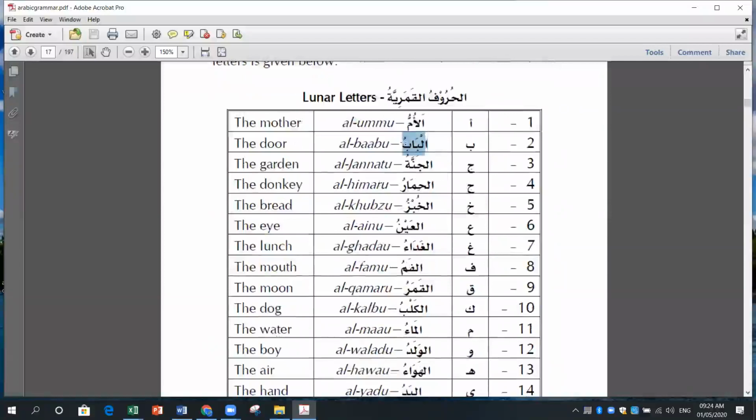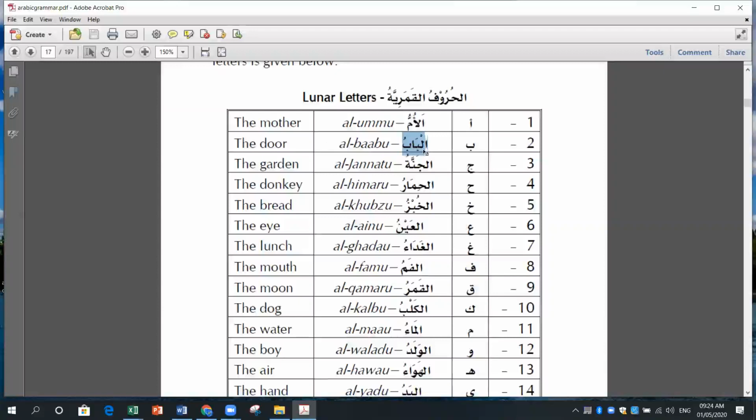If somebody else wants to come, they can come, please. Al-Babu. The actual word is bab. Babun, darwaza, the door. But when I put alif lam, it becomes al-babun.